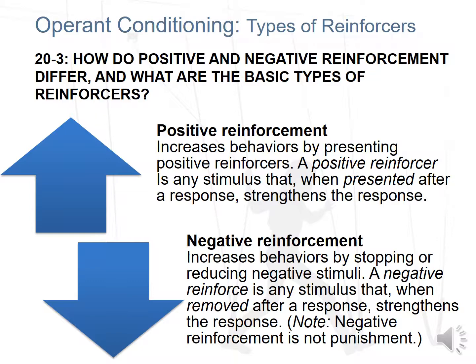So, for instance, if the professor says, if everyone gets an A on this paper, you do not have to take the next exam. The next exam might be seen as something negative and would also be taken away, and that would be negative reinforcement if everyone received an A on their paper.